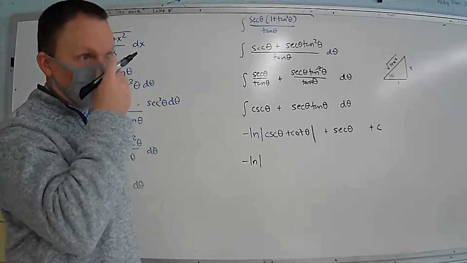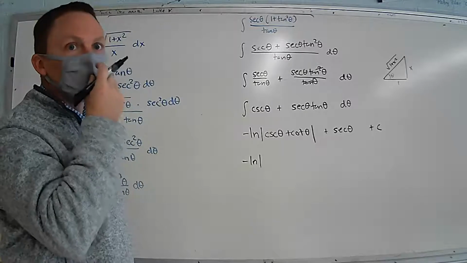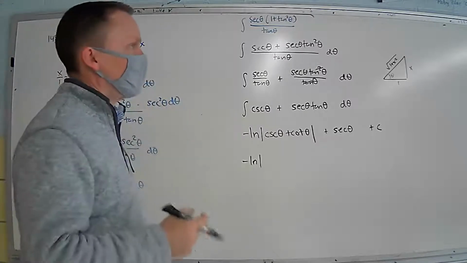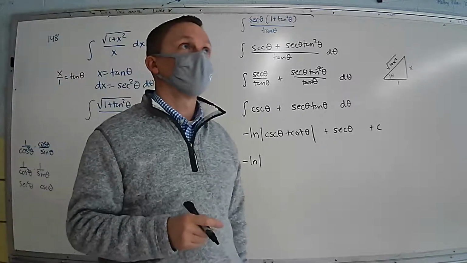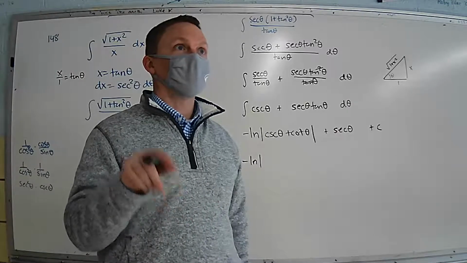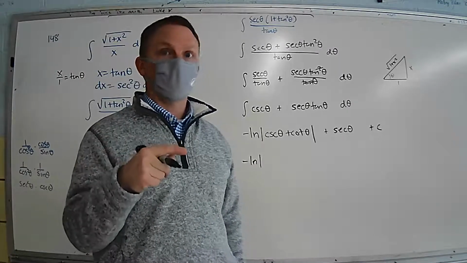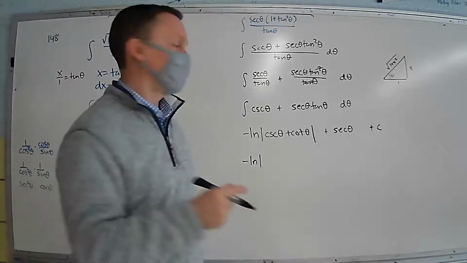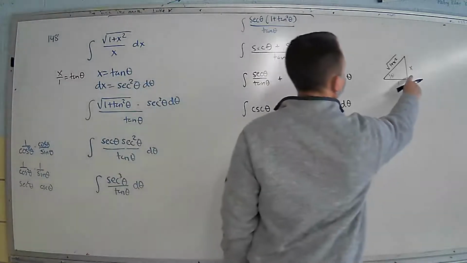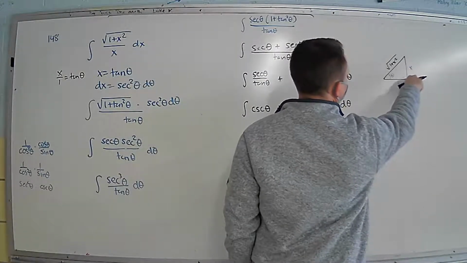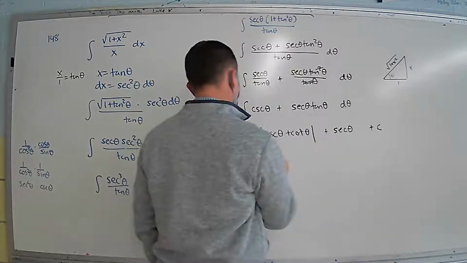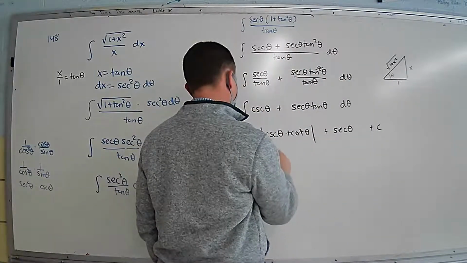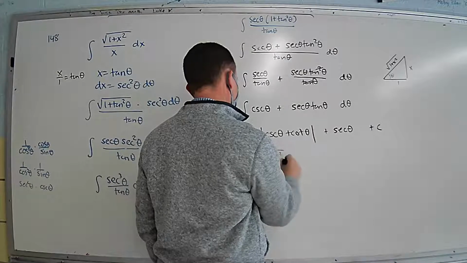Reciprocal of sine is what you meant, but so it's... sine is opposite over hypotenuse, so this is hypotenuse over opposite, right? So the cosecant is going to be radical 1 plus x squared over x.